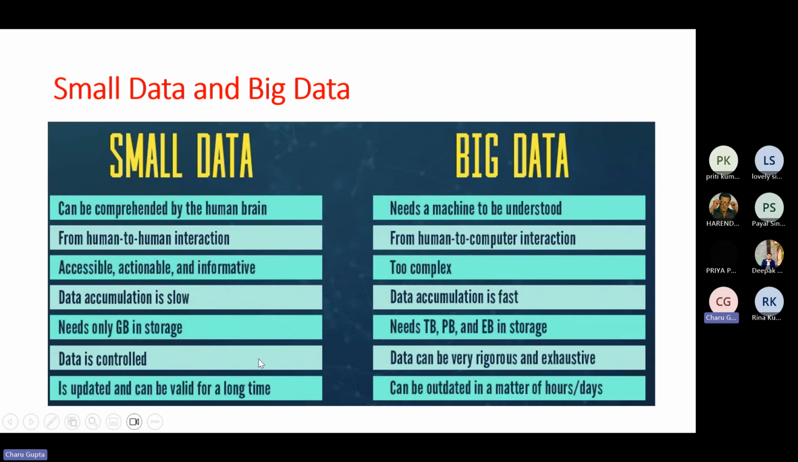Small data is controlled, whereas big data is rigorous and exhaustive. It takes time for small data to get updated and it is valid for a longer time. Whereas big data is being updated every second and it can be outdated. It can be of no importance, or it is previous data in a matter of hours or days.